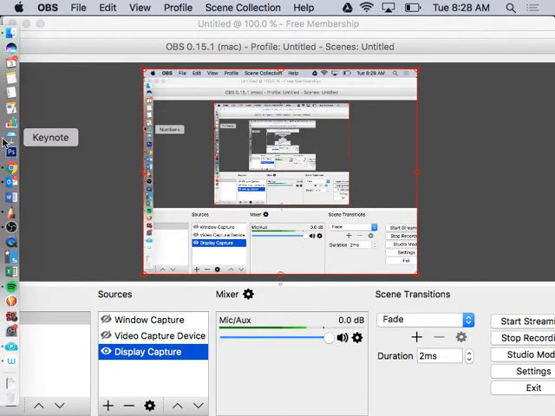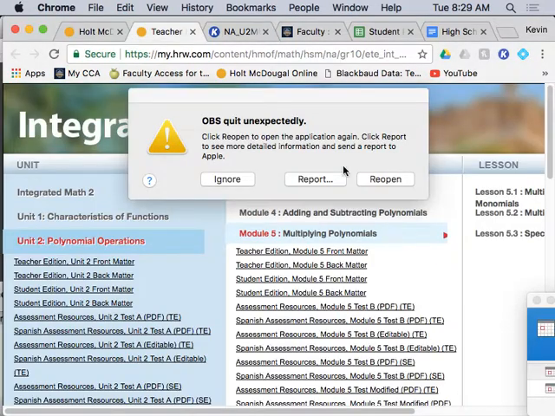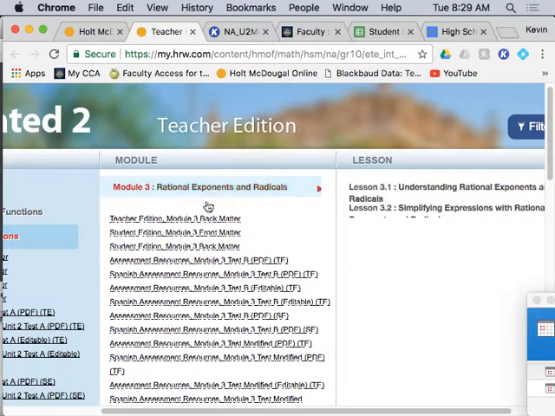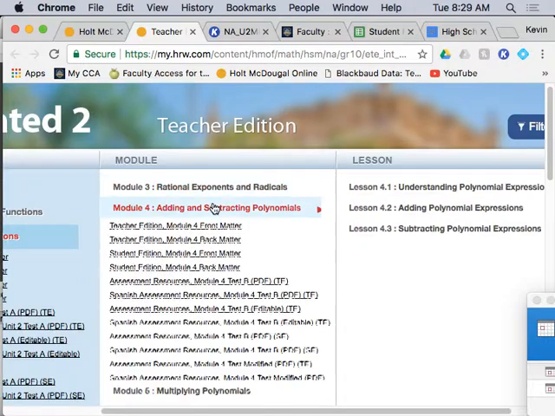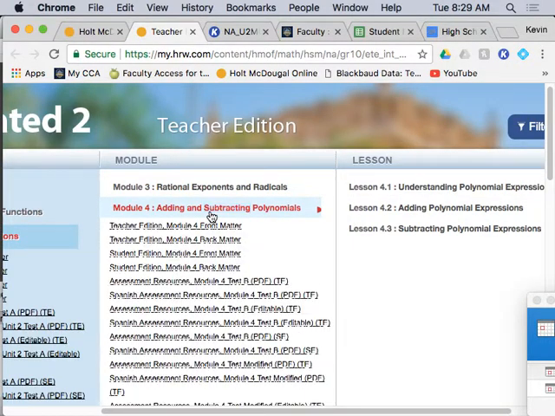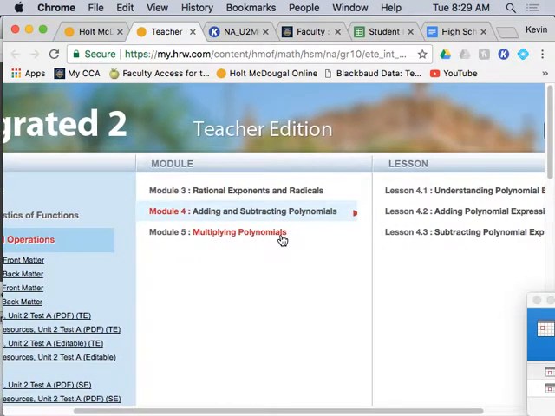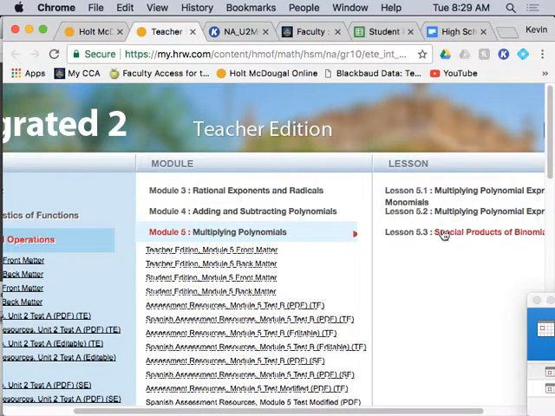Just to get started with this lesson, I do want to point something out to you. We're already on Module 5. At the end of Module 5, we will be having a test. So we've done Module 3, Module 4, and now we're on Module 5. At the end of each unit, our unit is polynomial operations, we have a test. So at the end of Module 5, we'll have a test. And there are only 3 lessons in there, so that'll be next week, the test.